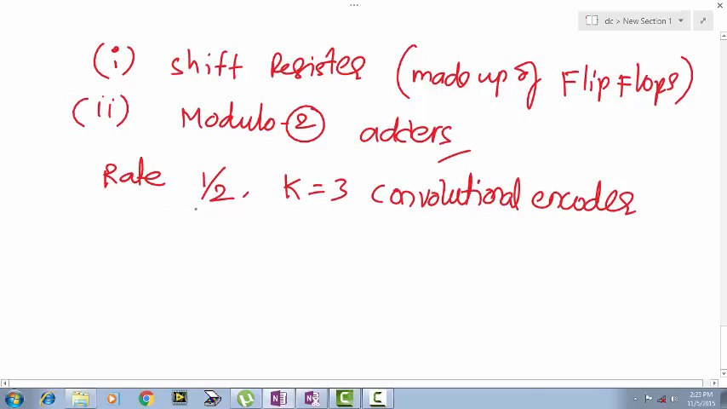So as we discussed, we need to specify these parameters for a convolutional encoder. So rate 1/2 means one input bit, 2 output bits, and capital K equal to 3 is the constraint length. So let us take a simple example.